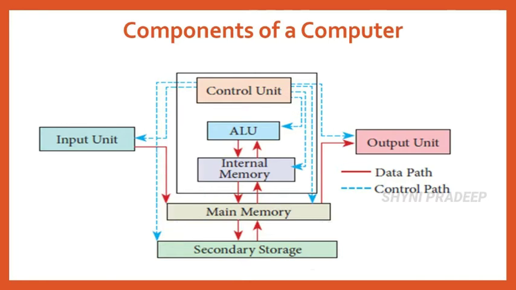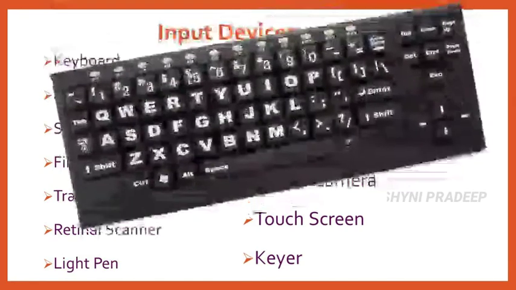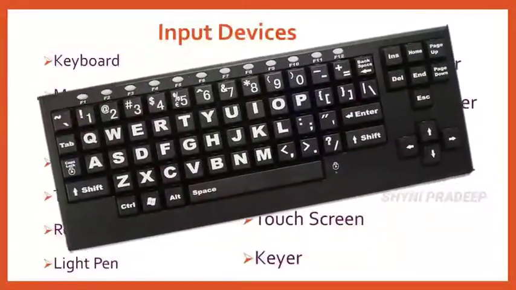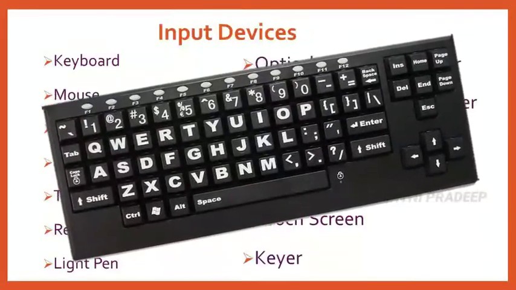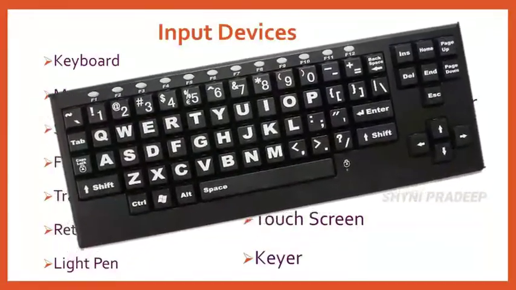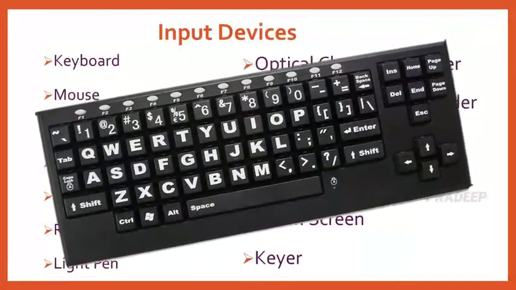Okay. Next topic is input and output devices. We can give input through input devices and we can get output through output devices. So first let us see input devices. Keyboard. It is the most common input device. It has letters, numbers, special characters, alphabet and numeric keys, function keys and so on.